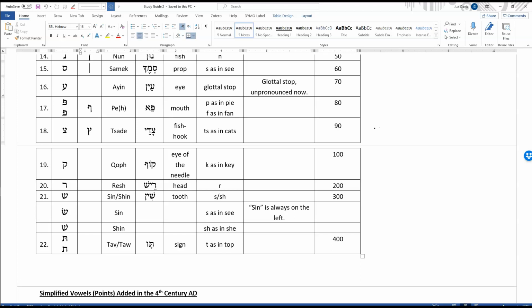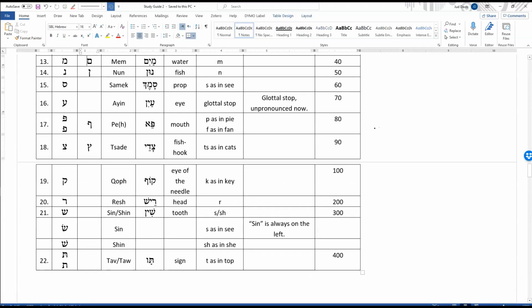In our pronunciation, there are 2 different pronunciations for the 21st letter. Remember, sin is always on the left. It's what my very liberal Hebrew professor told me, sin's always on the left, which I think is so funny. I mean, he was a funny teacher.